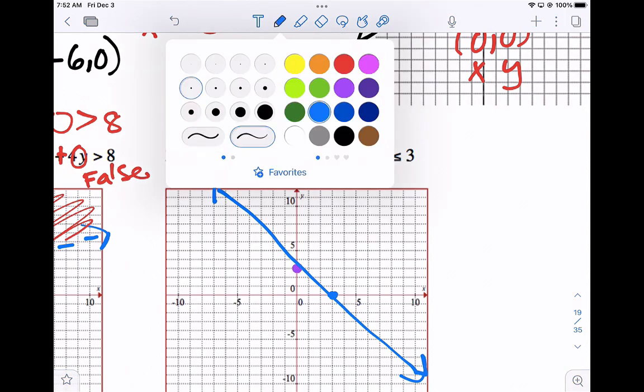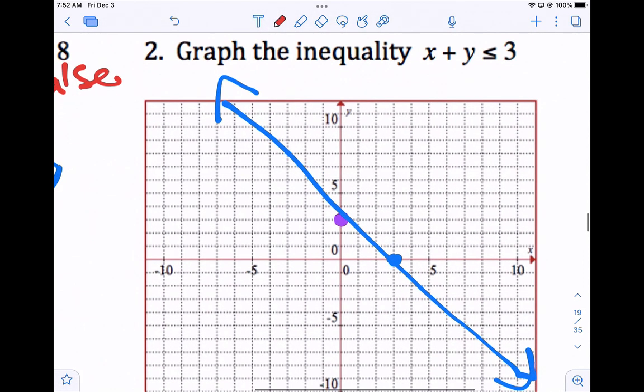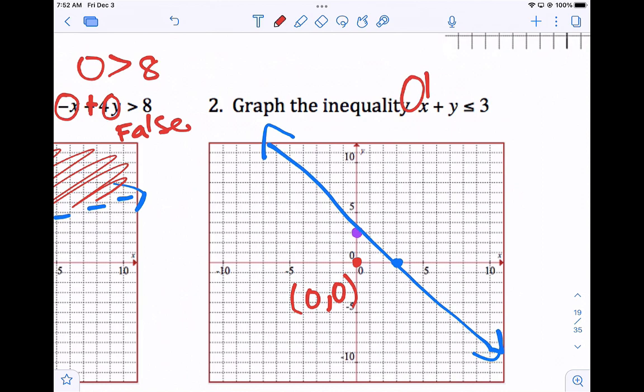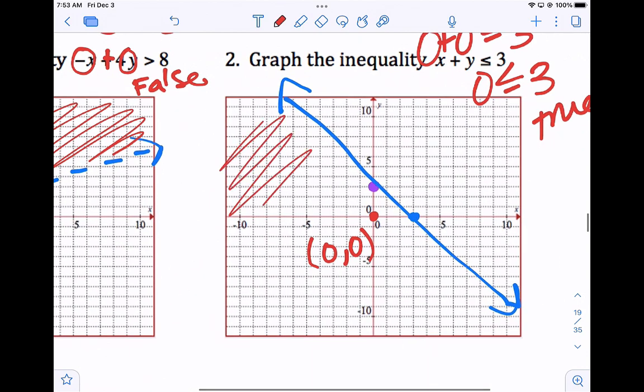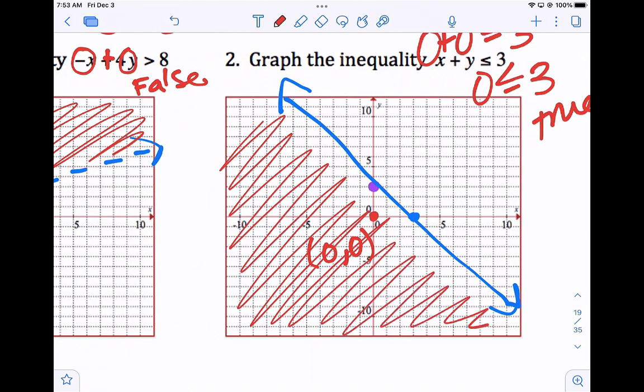And then we pick a point, test, and shade. This is where it's less than or equal to 3. So we'll plug in 0, 0. I'm going to guess that we're going to shade below the line. So 0 plus 0, is that less than or equal to 3? And this is true. And since it's true, we shade the side of the line that 0, 0 is on. And what that means is any point below the line or on the line, I should have shaded this area too, will work in the inequality.